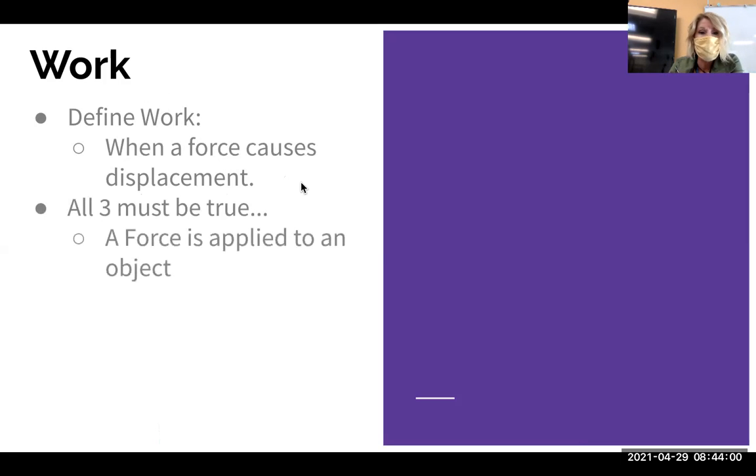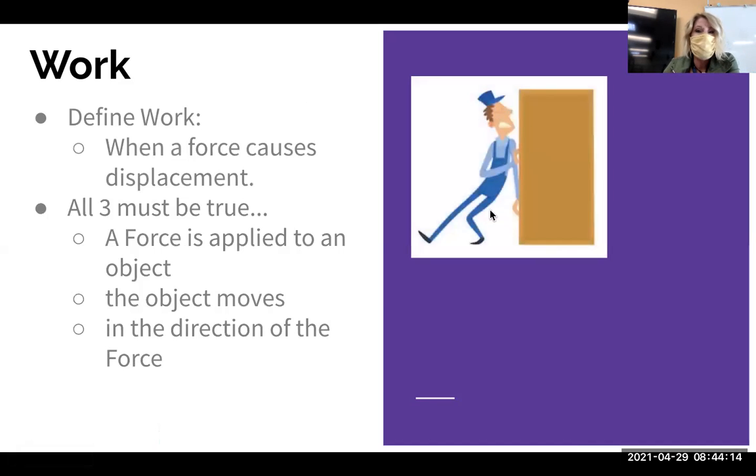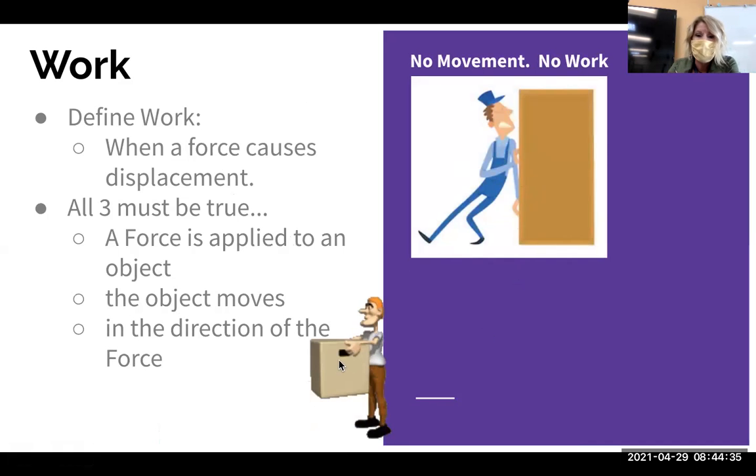A force must be applied to an object, the object must move, and the object must move in the direction of the force, which all sounds sort of obvious, but here's a couple of examples that maybe make it a little less obvious. Here I have a guy pushing on a really heavy box and the box is not moving. He's pushing really hard, he's sweating, his arms are getting tired, his muscles are getting weak. The box is not moving. Is work being done on the box? So you must ask yourself, is he applying a force to the box? Yes. Is the box moving? No. So therefore, work is not being done on the box. No movement, no work.